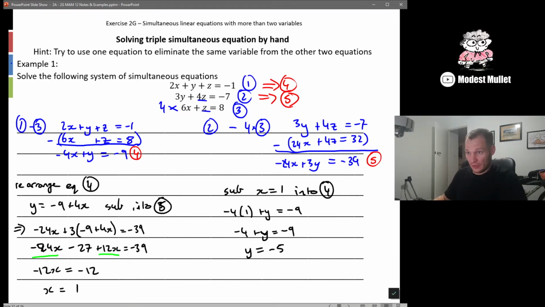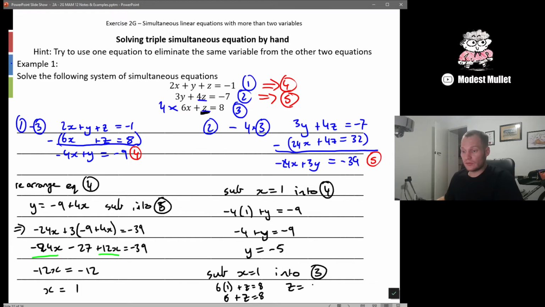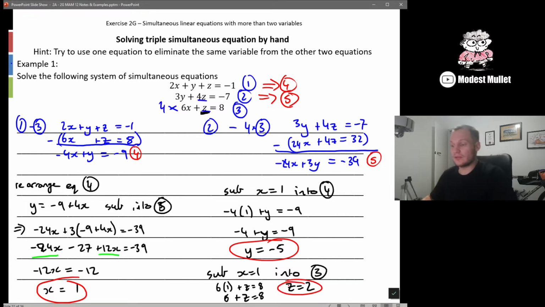And then I need to go back and find my original z, so I'm going to sub, again, x equals 1 into equation 3. I get 6 by 1 plus z equals 8. I get 6 plus z equals 8, so z is equal to 8 take away the 6, which is 2. So my final solution is x equals 1, y equals negative 5, and z equals 2.